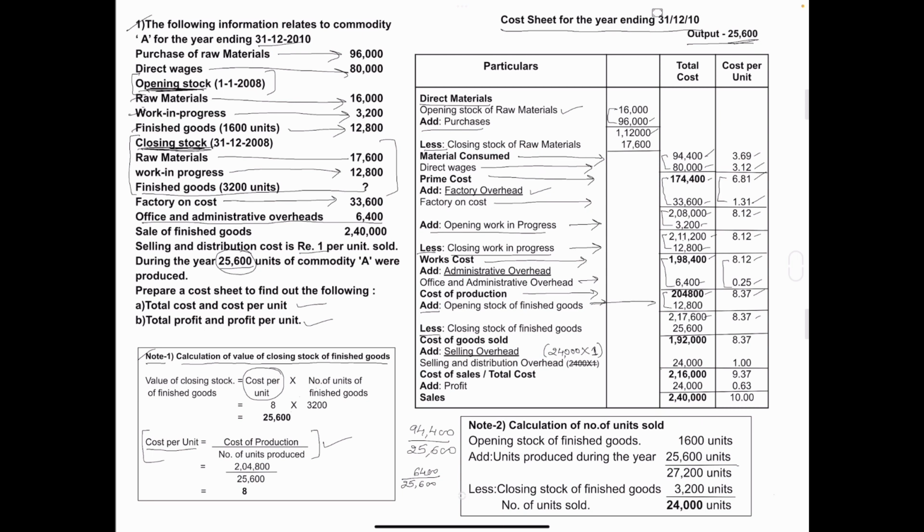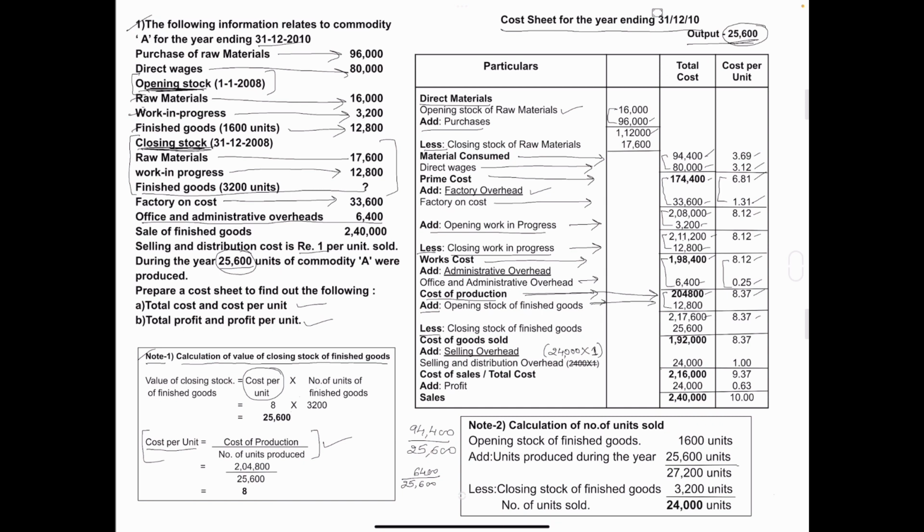Cost of production, where will we get it? Here in the solution, see, we have already calculated. Cost of production amount is 2,04,800. We have to write here 2,04,800. Number of units produced. So during the year, how many units they have produced? 25,600. So we have to write here 25,600.